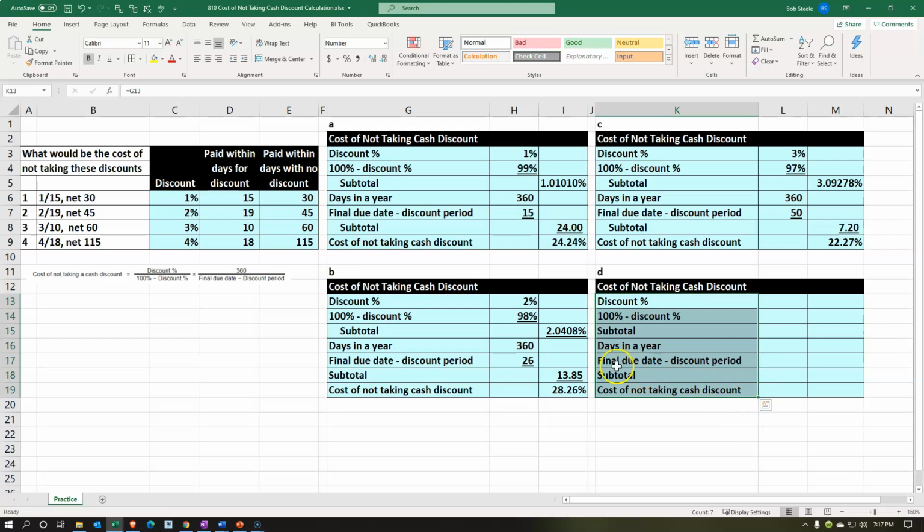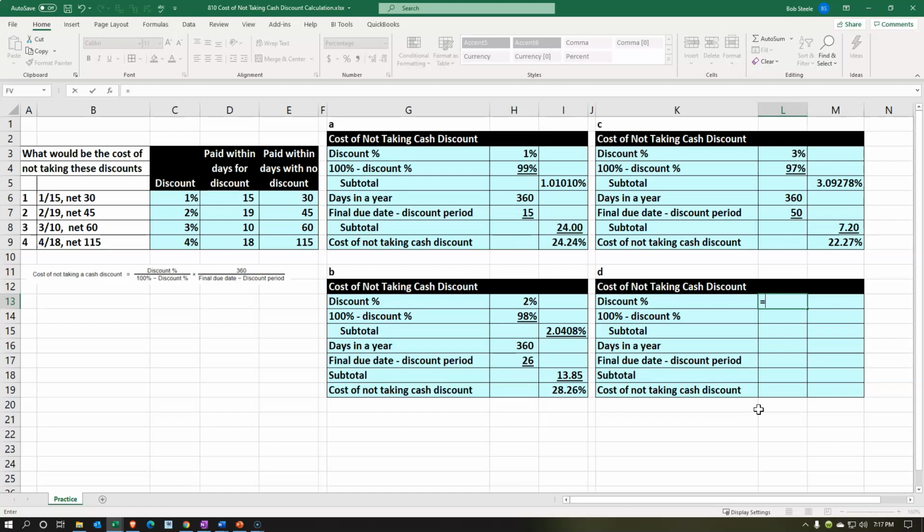Let's then use the paintbrush to format paint. So I'm going to select the entire blue area. We're going to go to the Home tab up top, Clipboard, paintbrush it, and then we'll paintbrush this entire thing. Then we're going to be picking up our numbers, which is going to be a 4% discount if you pay within 18 days. If not, you got to pay within 115 days. So we're going to have the discount being the 4%.